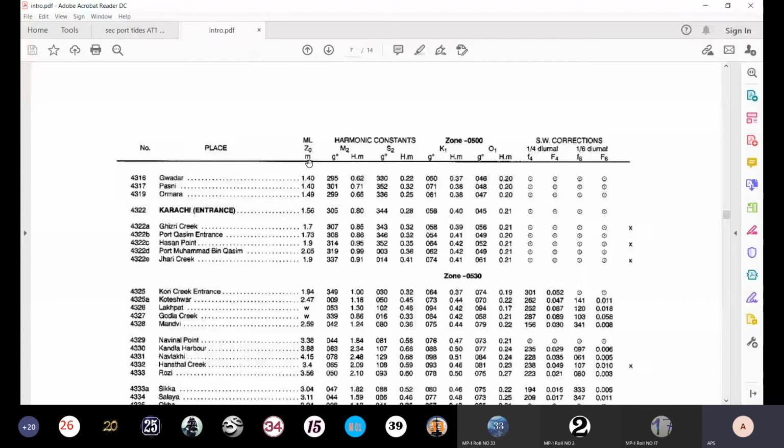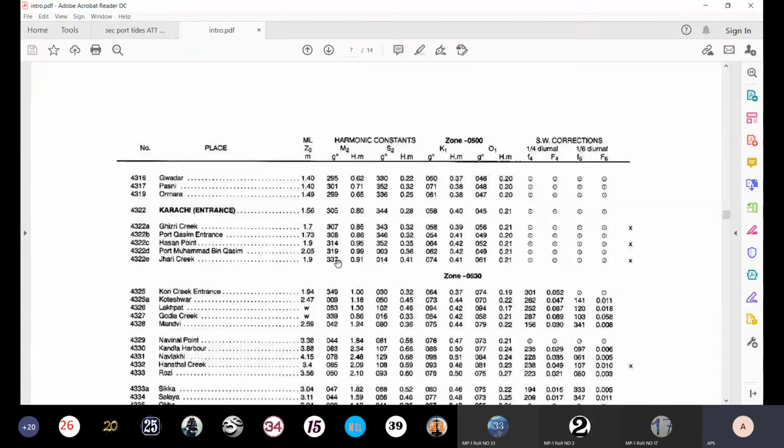Under M2 you will get 2, like this will be in degrees, g will be in degrees, capital H will be in meters. So you got 295 degrees, 0.62 meters. Here you got 330 degrees, 0.22 meters. So g and H value, we call it as g value and H value. Okay, that m is only unit, meter, and the g, that degree sign is there.